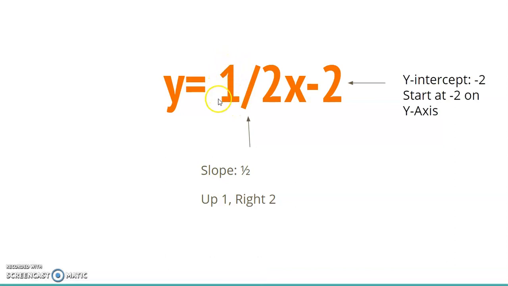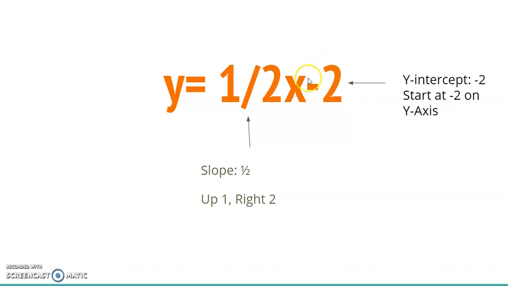Since this 1 is a positive, that means that I'm going to go up 1. That bottom number in a fraction means that I'm going to go to the right, and I'm going to the right 2. All slopes should be in the form of a fraction. If they are not in the form of a fraction, we will see an example of that later, but you just need to put the number 1 underneath.